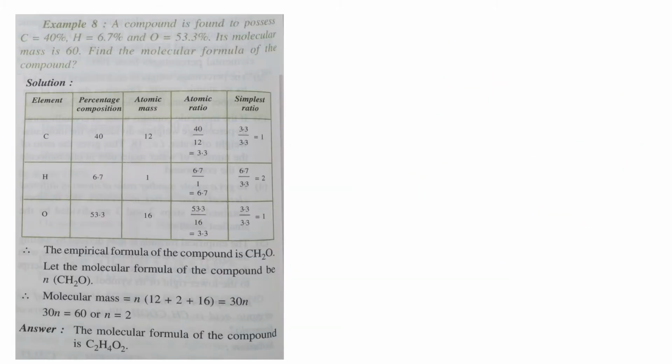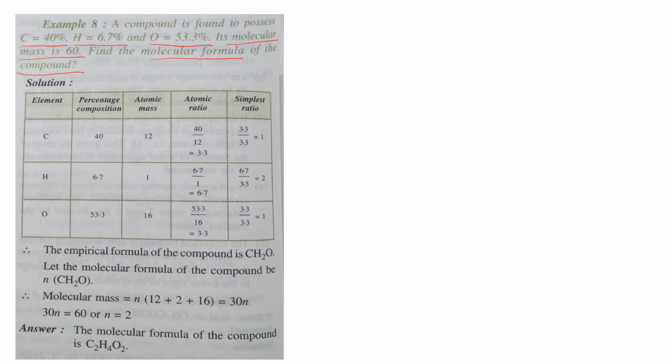Now see, in this question, a compound is found to possess carbon 40%, hydrogen 6.7% and oxygen 53.3%. Along with that, its molecular mass is also given as 60. So find out the molecular formula of the compound. As the percentages of the elements are given, that is carbon, hydrogen and oxygen, we can find out the empirical formula from this. Let us first find out the empirical formula.